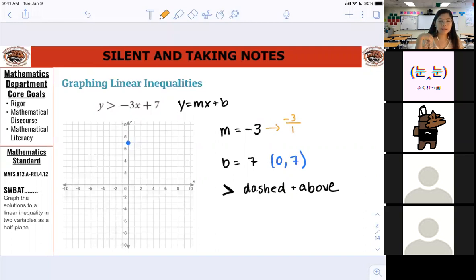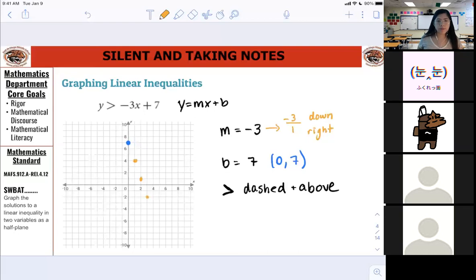Rise 3. Go down -3 and then go to the right. Yeah, there we go. So it's down 3, and then right 1, because the 1 is positive, right? So the -3 tells me to go down and then 1 to the right. So I'm going to do that. Down 3, 1, 2, 3, and then 1 to the right. And I'll do that a couple more times. So down 3, 1 to the right, down 3, 1 to the right.